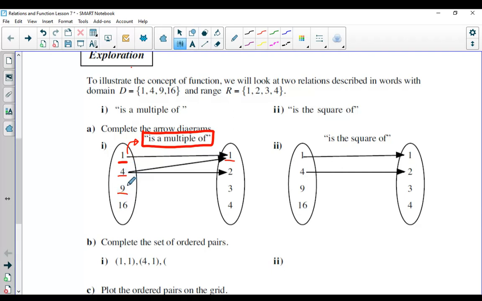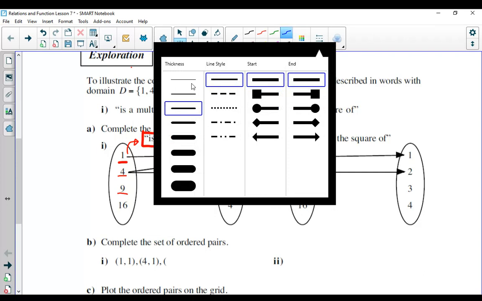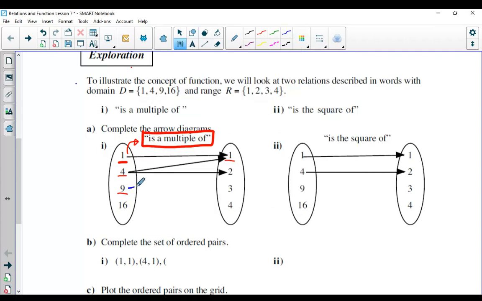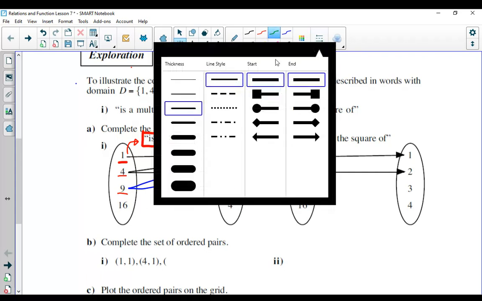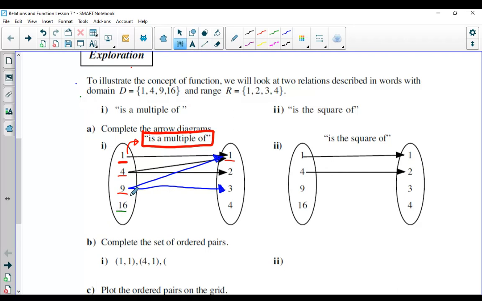How about 9? 9 would be a multiple of 1. So we can draw an arrow up here. And 9 is also a multiple of 3. So you can draw an arrow there. How about 16? 16 is a multiple of 1. 16 is a multiple of 2. 16 is also a multiple of 4.